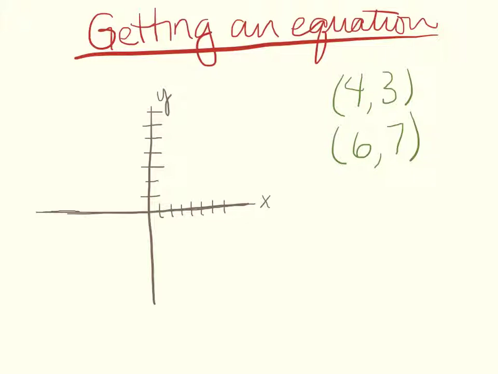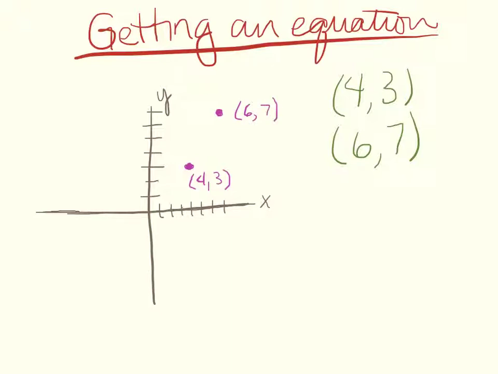So 4, 3. 1, 2, 3, 4, 3. There's 4, 3. Let's make that pink so we can really see it. 4, 3. And then we're going to go to 6, 7, which is going to be up here. So there are 2 points, right? This is 4, 3, and this is 6, 7.